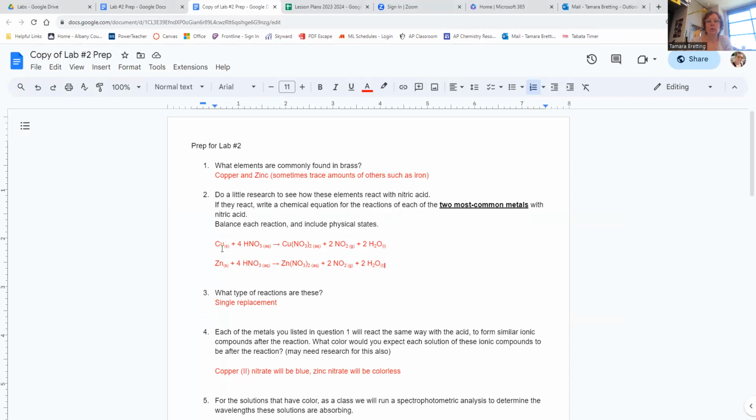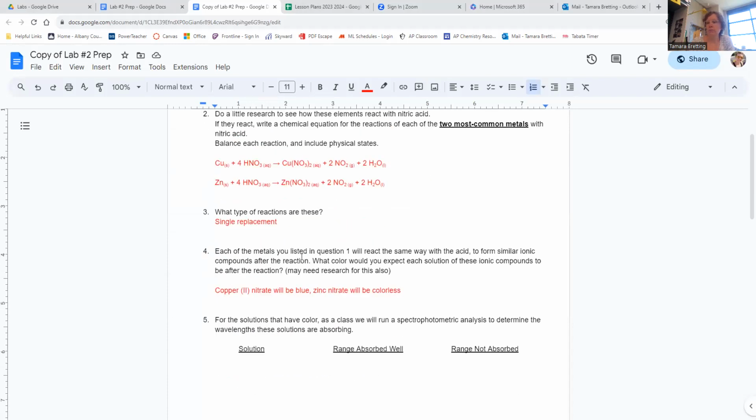So when we are doing this lab next week, we're going to be putting actual brass things into nitric acid to dissolve the metals. Okay, not really dissolving them, but reacting them and turning them into ionic compounds that are then dissolved. These are single replacement reactions, and our goal is to figure out what percentage of the brass was copper. That's our goal.